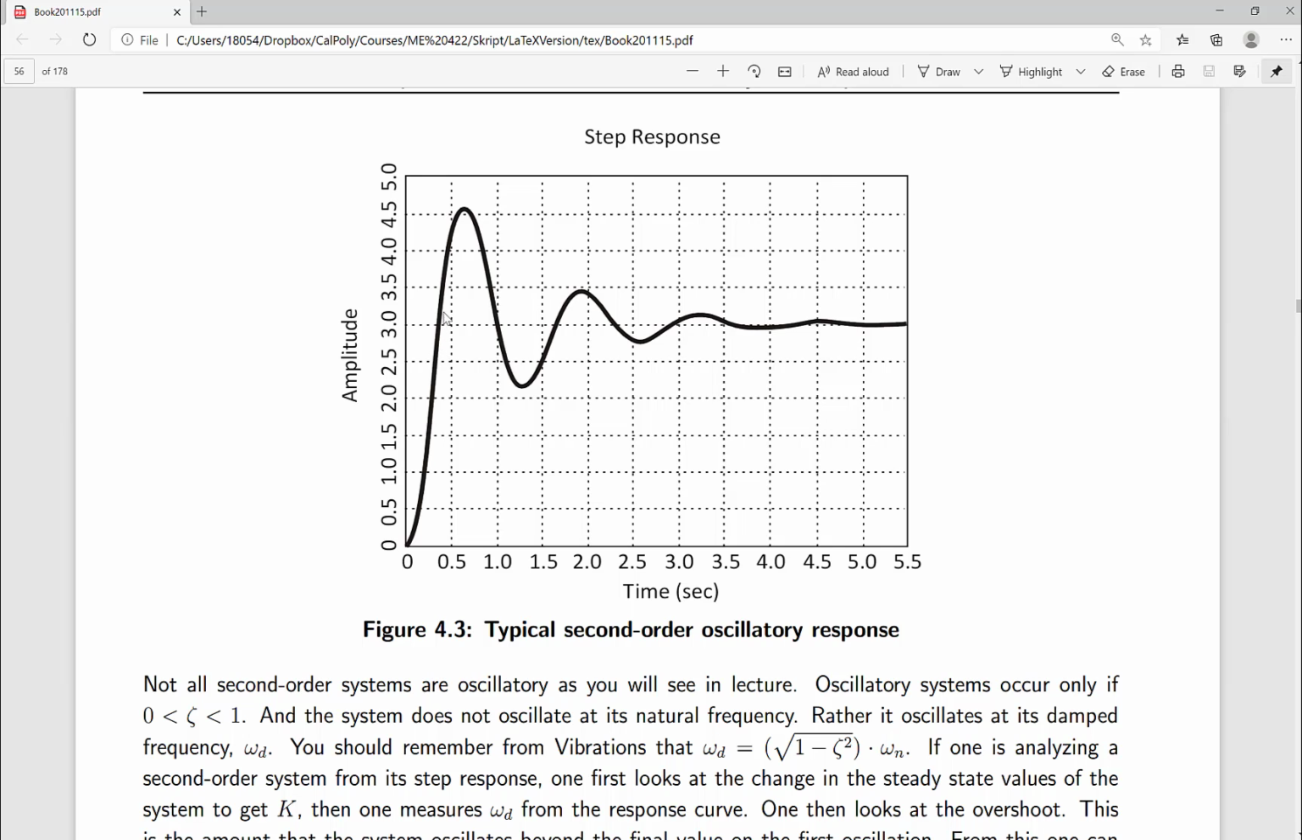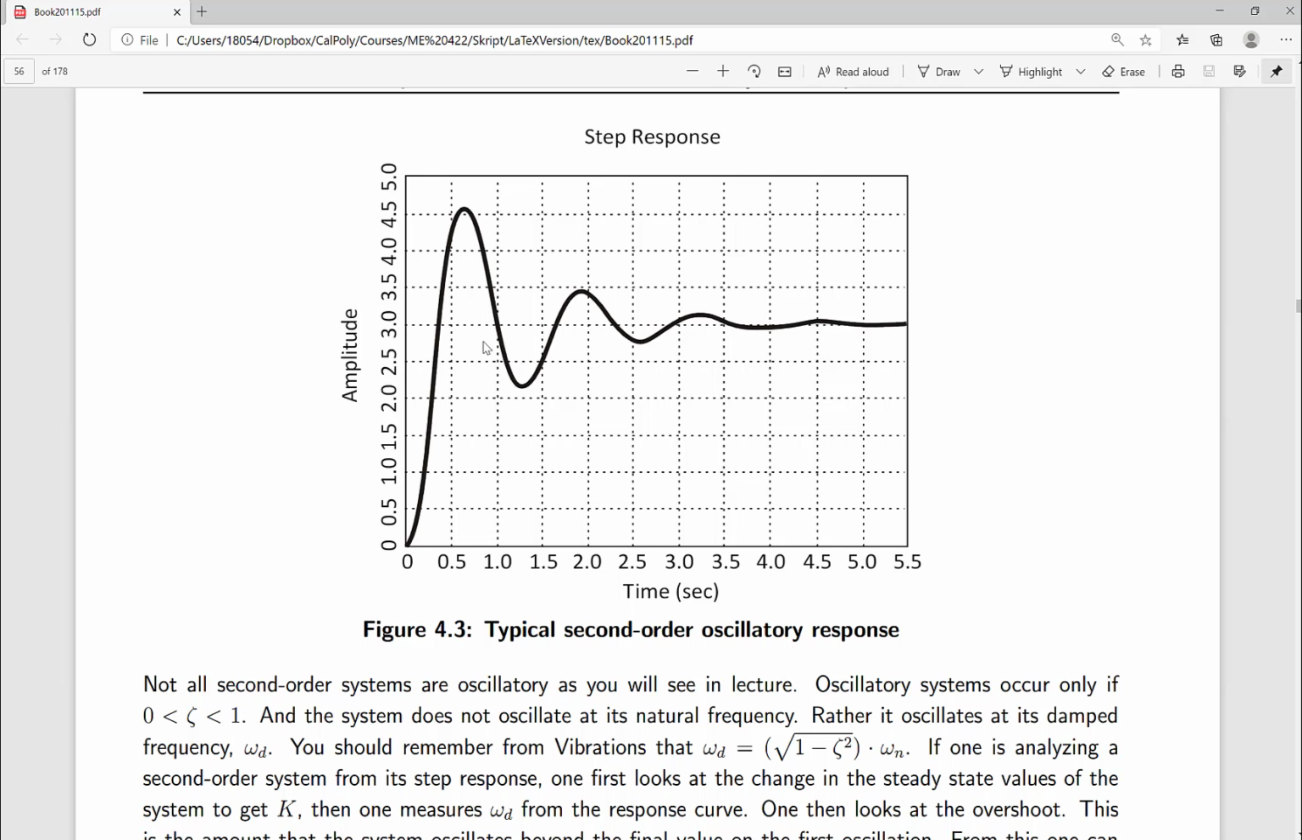So it may be that you want to limit your overshoot. You can have 10% overshoot, that's fine, but you can't have 50% overshoot because you might hit something.